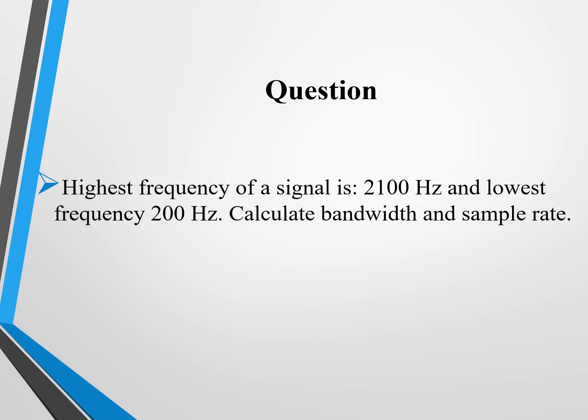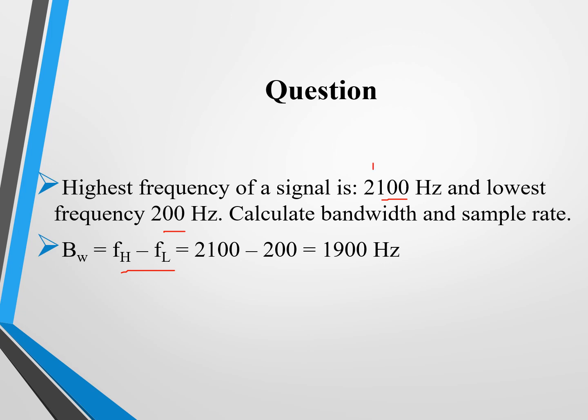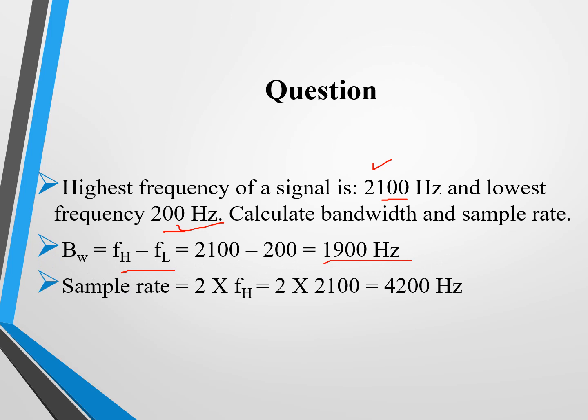Highest frequency of a signal is 2100 and the lowest frequency is 200. Calculate the bandwidth and the sample rate. Bandwidth is the highest frequency minus the lowest frequency. Highest frequency is 2100 and lowest frequency is 200 hertz. So the bandwidth is 1900 hertz, and what is the highest frequency? It is 2100 hertz. 2 multiplied by the highest frequency, that is 2 into 2100 hertz, which is 4200 hertz, is the sample rate.